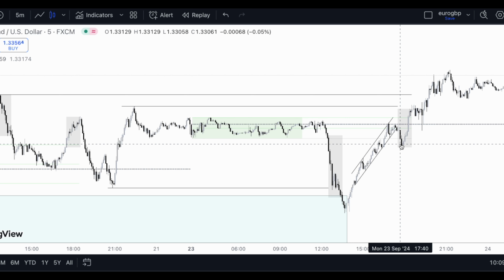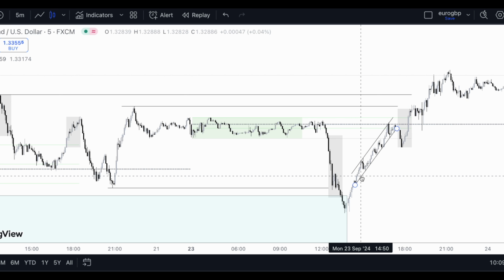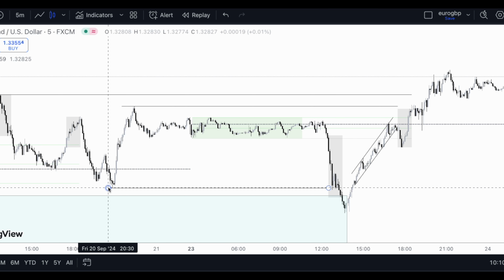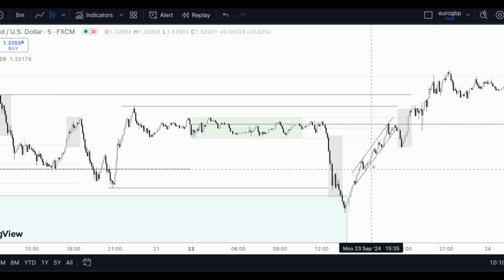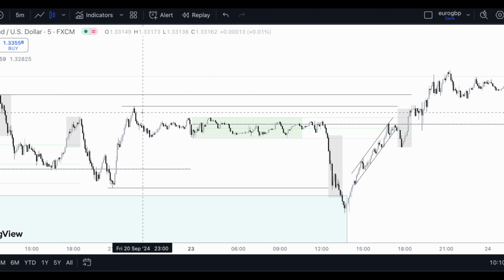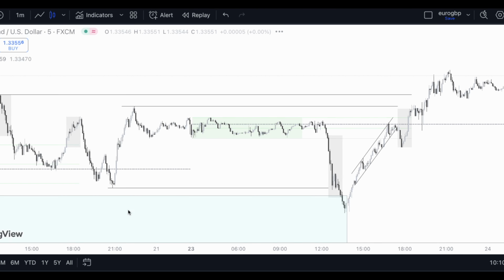We were expecting price to take out these liquidity points, as the price already took the previous day's low, and I was expecting price to take out at least this high. Okay, so let me go down to 1 minute time frame.